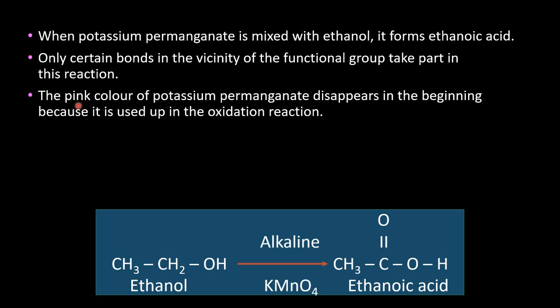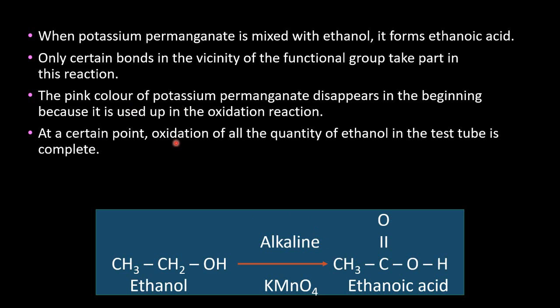Potassium permanganate has a pink color. When this potassium permanganate is added to the solution of ethanol, the color disappears in the beginning because the oxygen in the potassium permanganate is getting used up to convert ethanol to ethanoic acid.